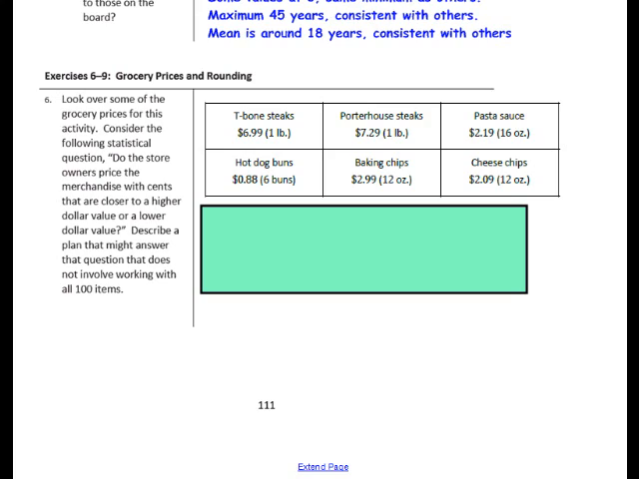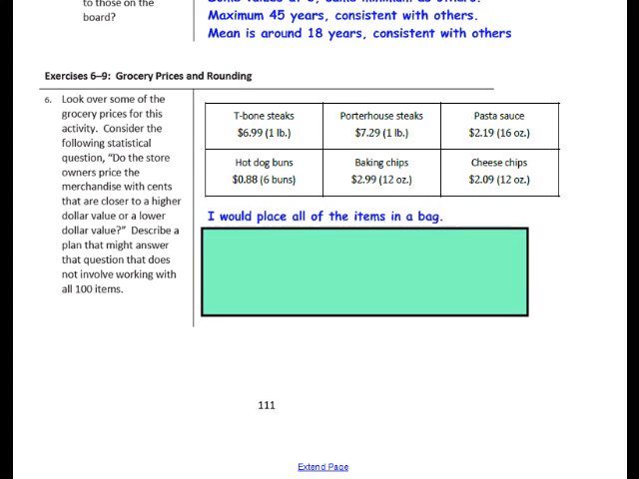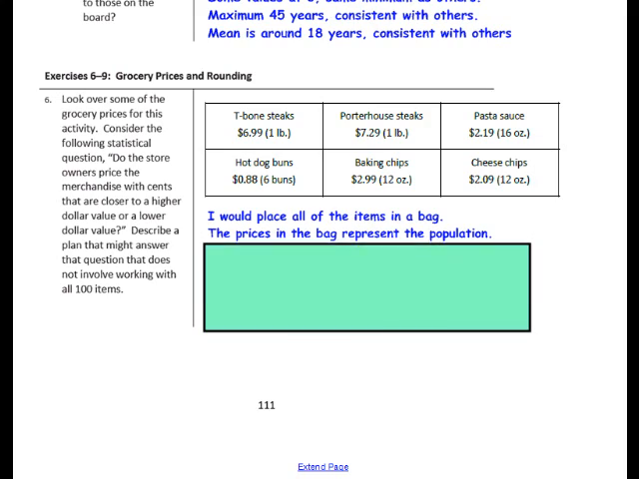So we have 6 items shown here along with their prices. But for our activity, we use a list of 100 items and all of their prices. We want to describe a plan that might answer the question, but we don't want to use all 100 items. So how could we come up with which prices and items to use? The first thing that I would do is place all of the items in the bag. We took our 100 items that are written on a piece of paper along with their prices. We cut them into 100 pieces and put them in a bag. The prices in the bag represent the population.